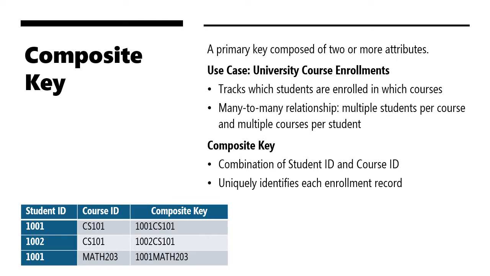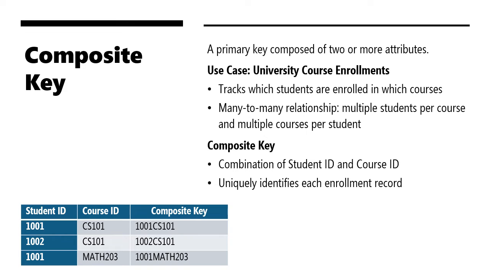Next up is the composite key. This is a primary key composed of two or more attributes that together uniquely identify a record. Let's consider a university system that tracks course enrollments. Here, we have a many-to-many relationship. Each student can enroll in multiple courses, and each course can have multiple students.